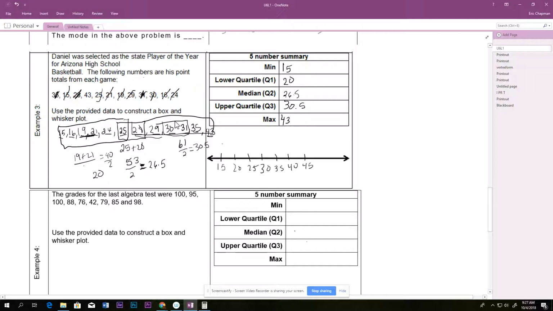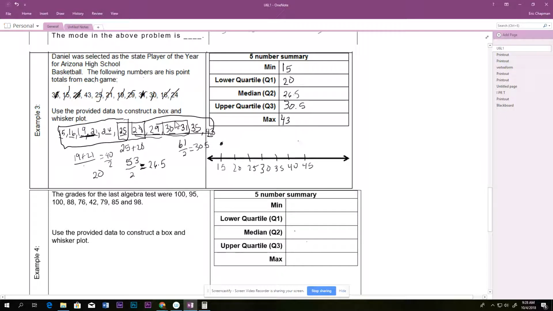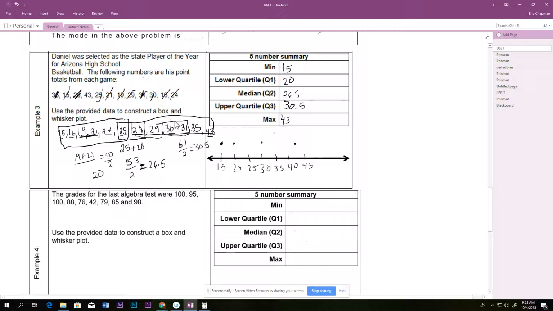All right, so now we're going to put our min at 15. And our max is at 43, so that's in between 40 and 45. Now we're going to put our lower quartile, which is at 20. Our upper quartile, which is at 30.5, so that's just right there. And then 26.5 is right above 25.